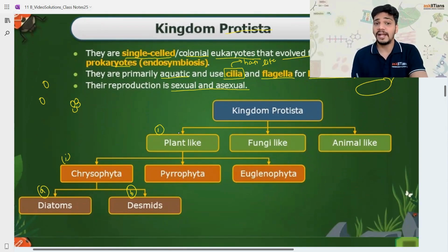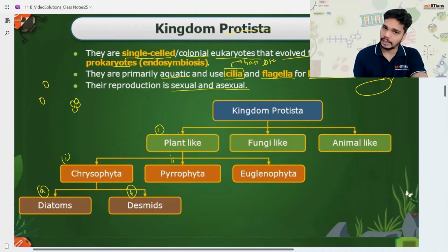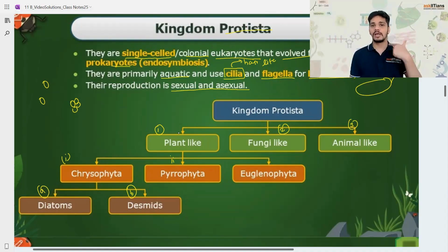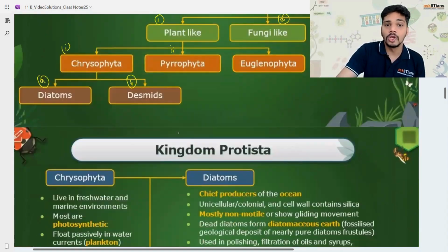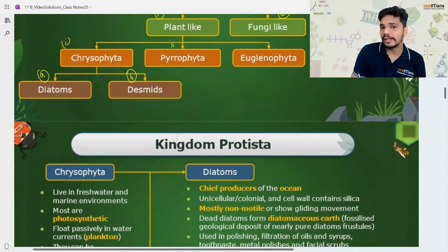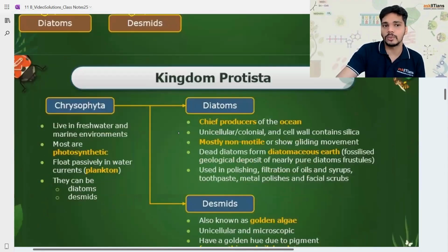Now among the plant-like, the second one is Pyrophyta. Then we have Euglenophyta. Then we have fungi-like, the second group, and third is animal-like. So Protista is plant-like, fungi-like, and animal-like. So let's understand in detail. First we are going to talk about Chrysophyta. So what are the Chrysophyta?